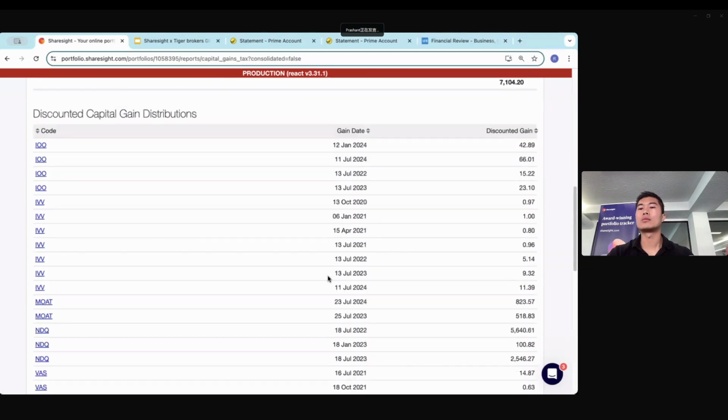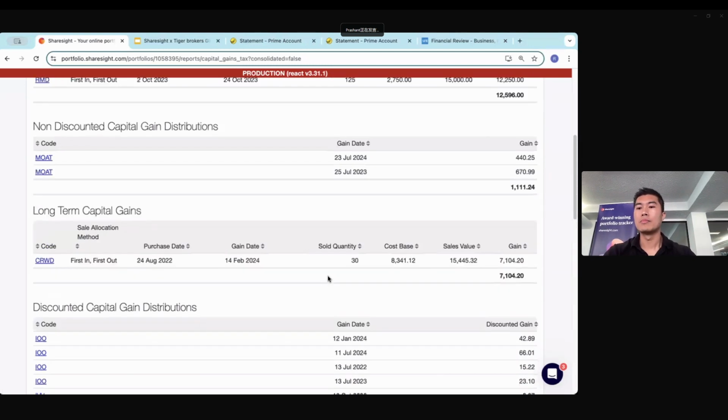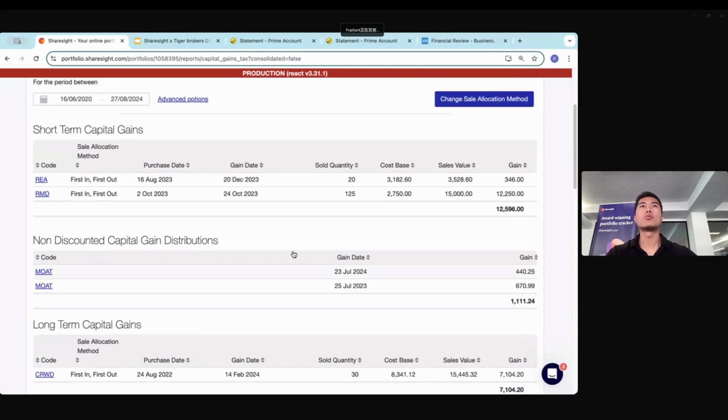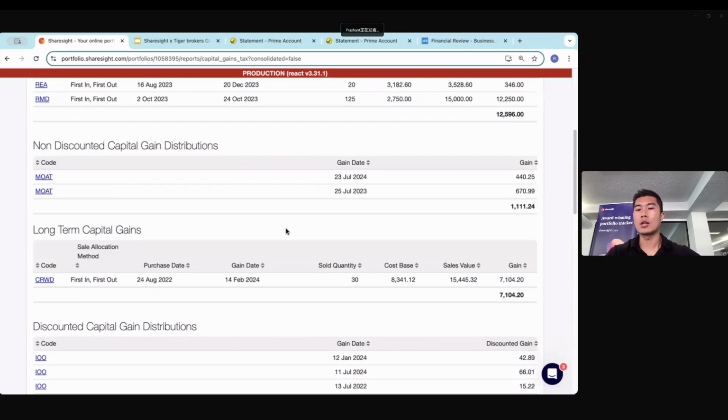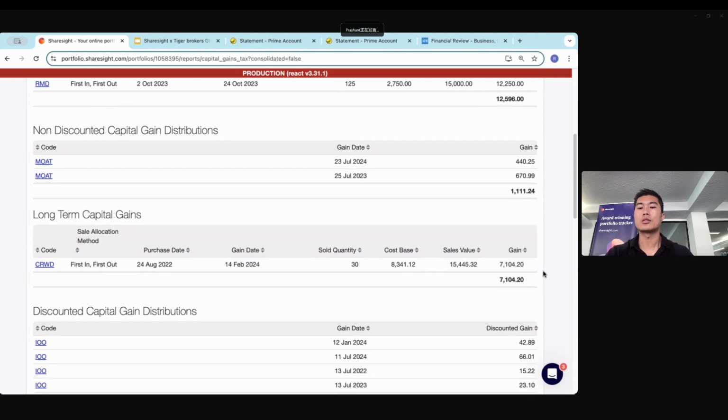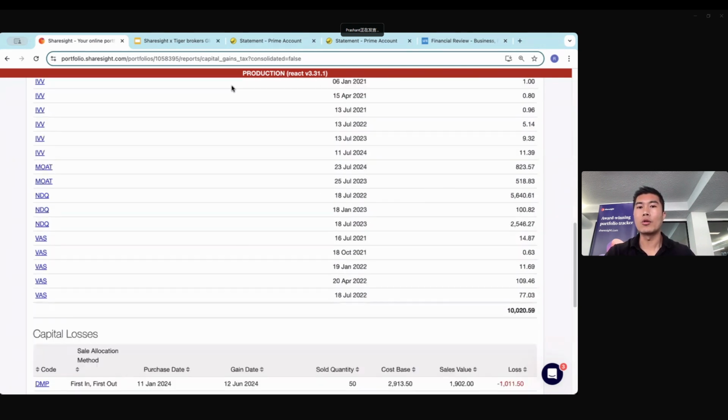And the second one, from a global investing perspective, is that when you sell your US shares or other international shares, Sharesight will convert those purchase and sell values into Australian dollars using the prevailing exchange rate. So you would know what your gain is in Australian dollars, because that's what the ATO wants you to report, which is in AUD. So that's the second advantage as well.